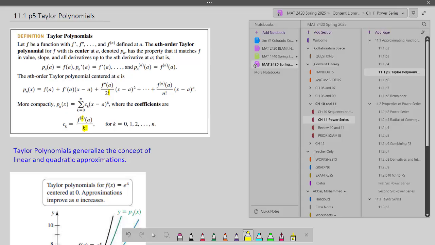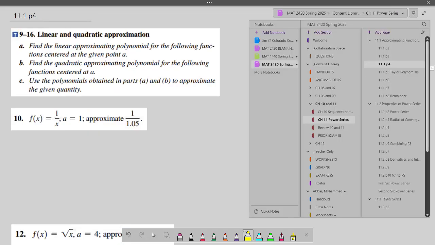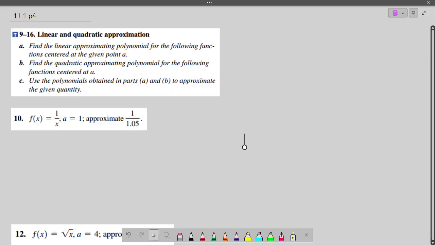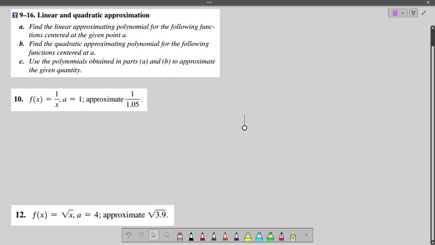But that's not where we're at yet. So we have this function. They give us a center, and they say, find the best linear approximation, the best quadratic approximation.